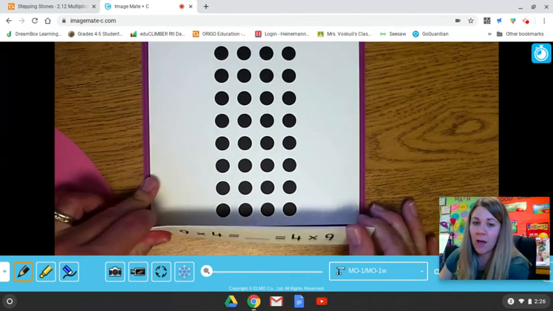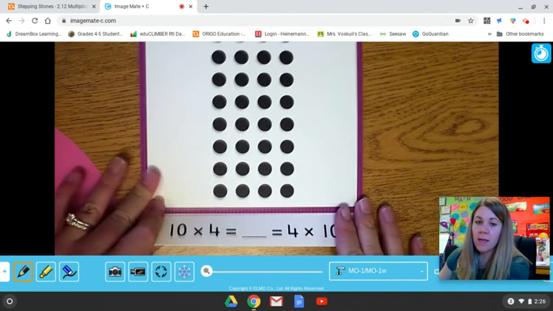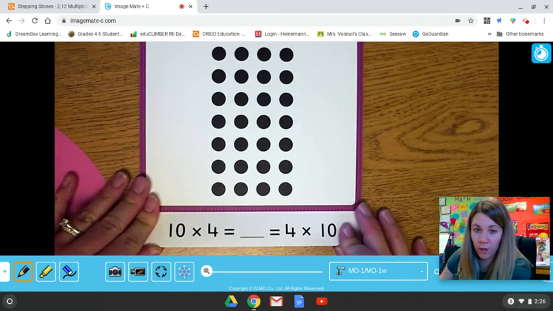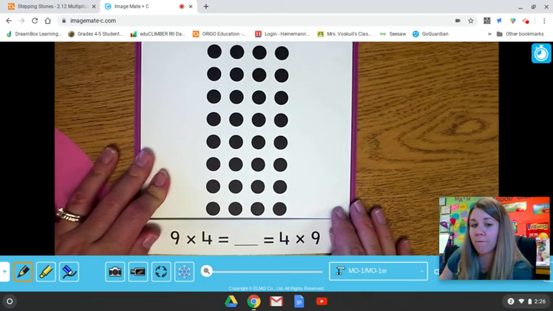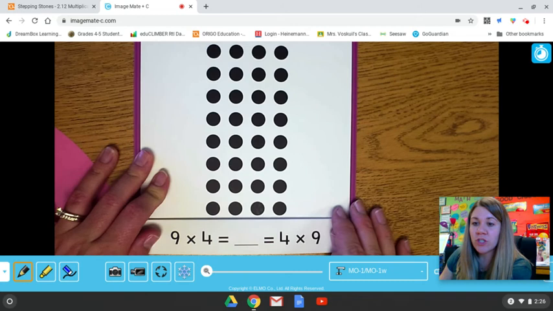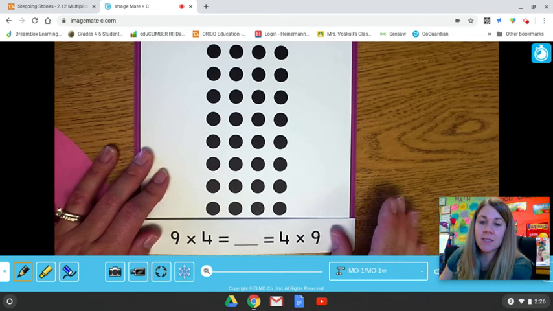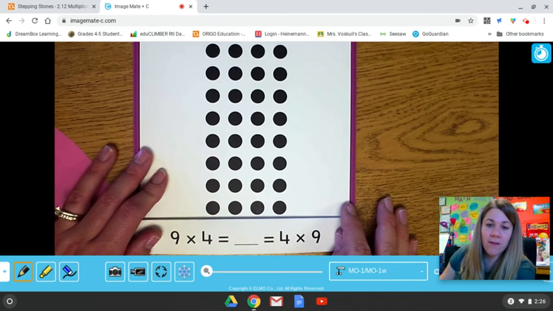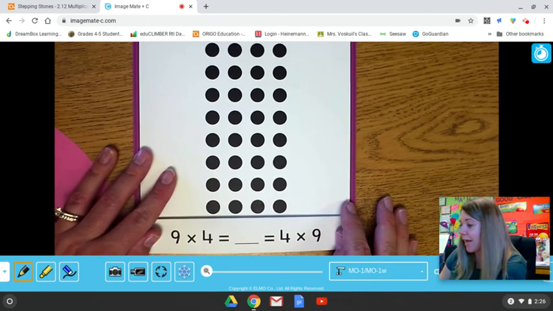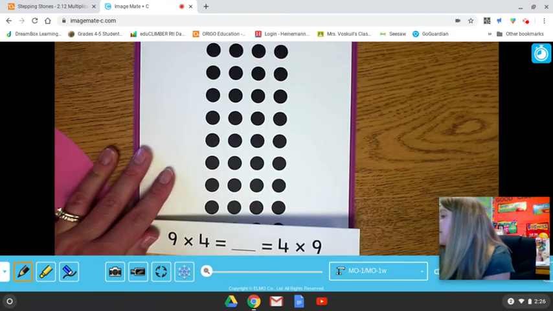You see how I did that? You can see me covering up that one group of 4. 10 times 4 is 40, and I'm going to cover up that one group of 4. So I will just do 40 subtract 4. 39, 38, 37, 36. So 9 times 4 is 36.